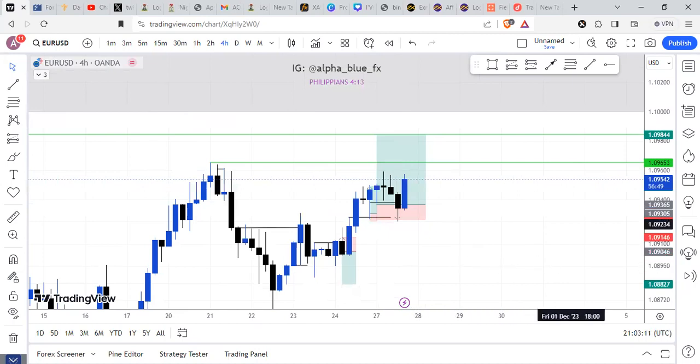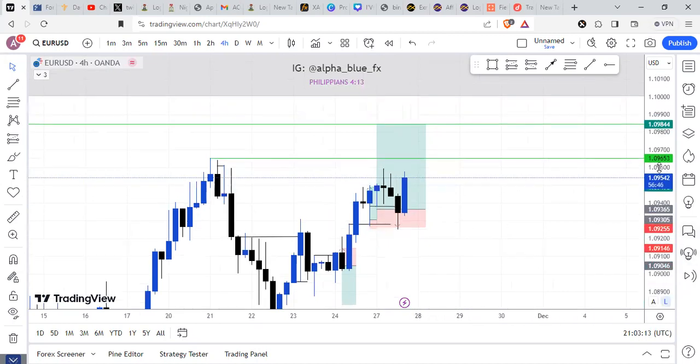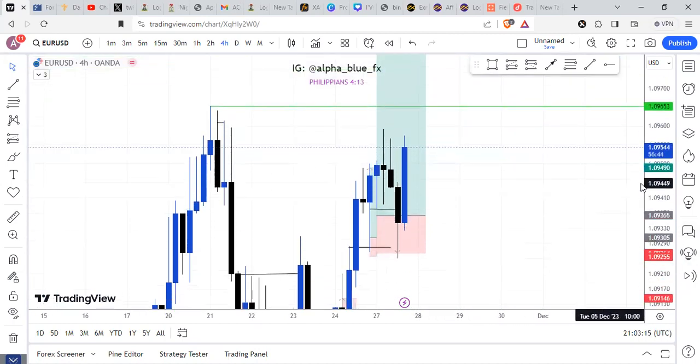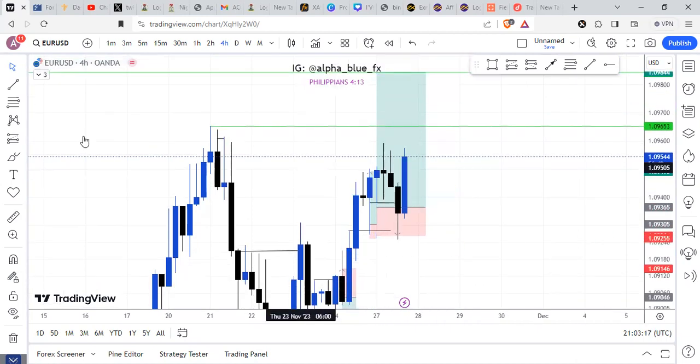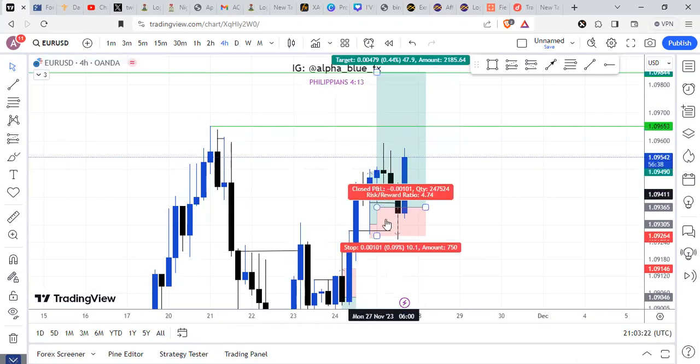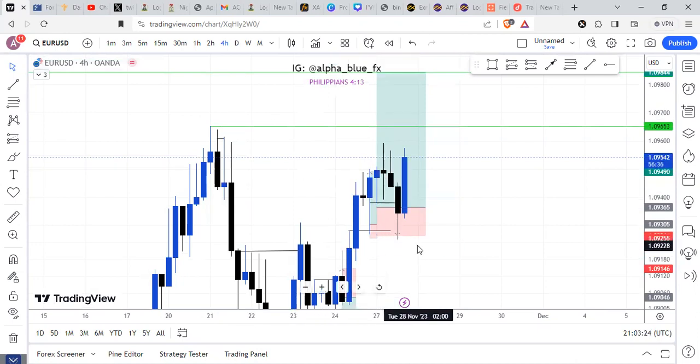Now let me explain the reason why I moved my SL lower. I've established that we're on a bullish market, and then we have liquidity resting here at price we want to take. So when I saw this bearish move down, I knew that price was just looking for liquidity to go up to continue pushing to the upside.